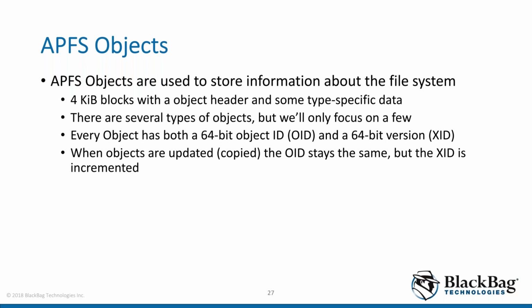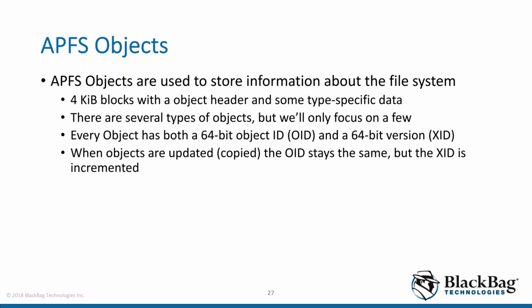So it's important to know that an APFS object is just a 4 kilobyte block of data that has an object header with some type specific data. The object header is very simple: an object ID, which is unique for that object and will be the same for the entire lifetime of that object, as well as an XID, which I don't know what that stands for, but it's a version identifier.